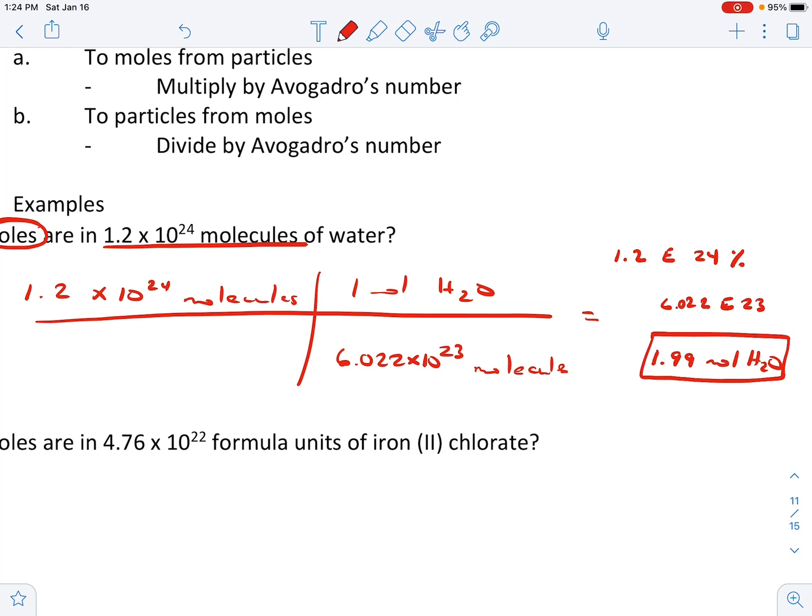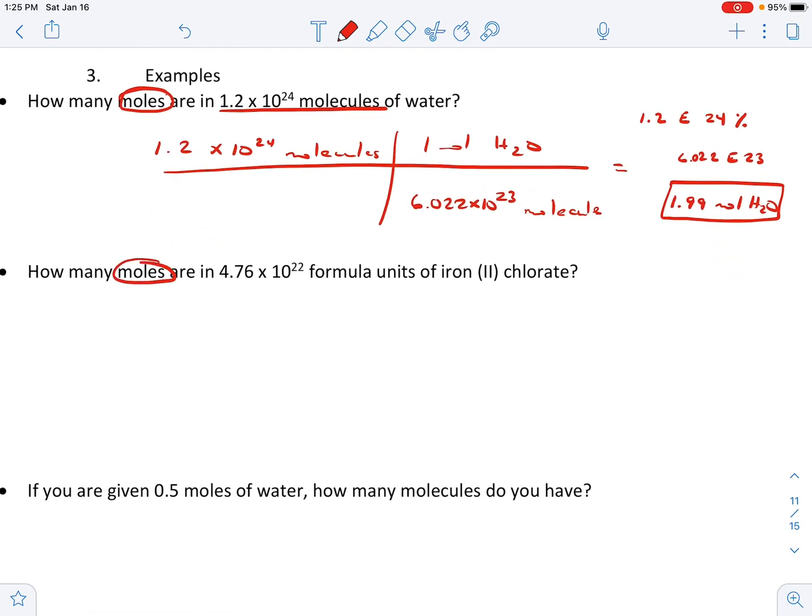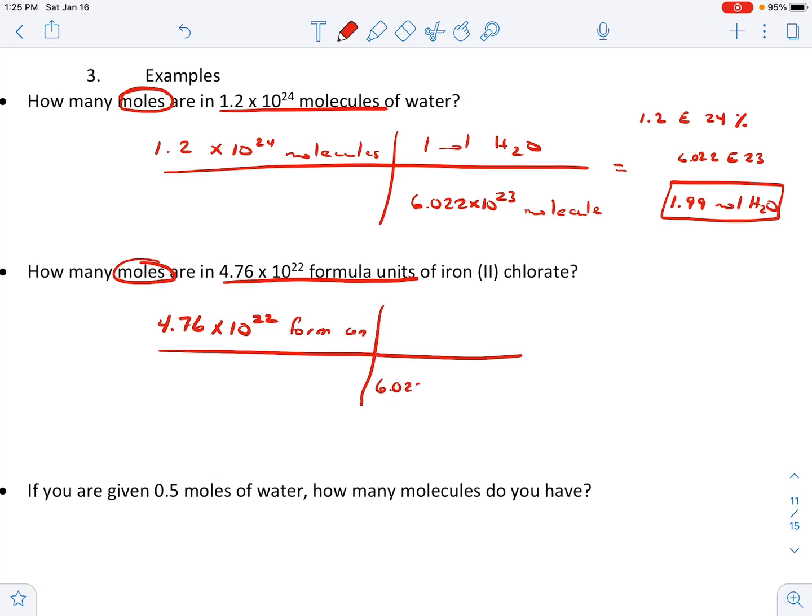Okay, let's try this again. Now this time it says how many moles, we're looking for moles again, are in 4.76 times 10 to the 22nd formula units. Okie dokie. So again, we're going to start with 4.76 because that's what's given to us in the problem. 22 formula units. You can abbreviate like form, un. All right. And we're going to divide by Avogadro's number. Again, form, un. All right. And then 1 mole on top. Form, uns canceled, just like molecules canceled up here.